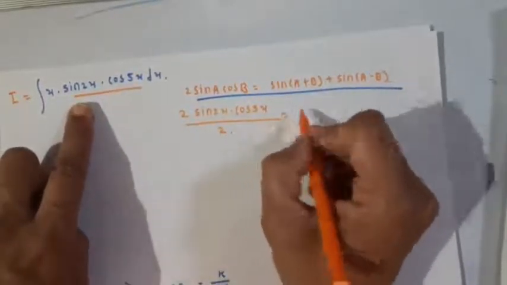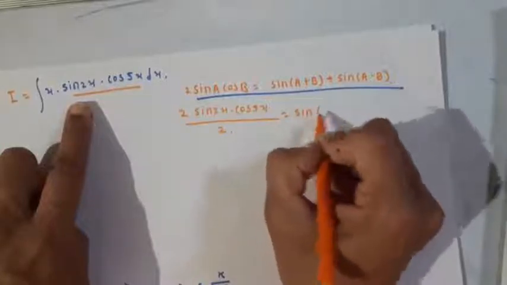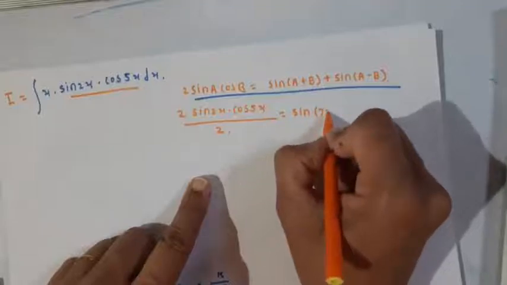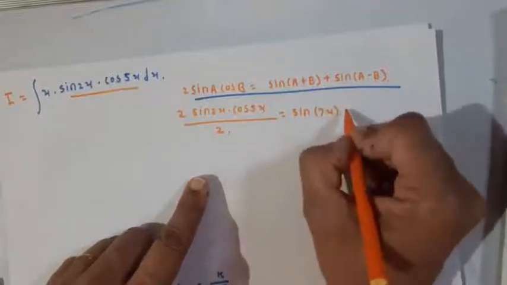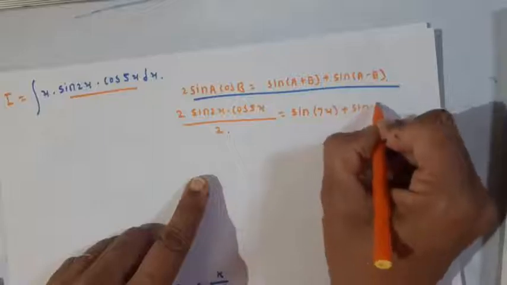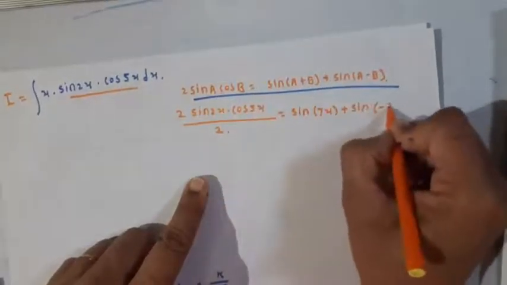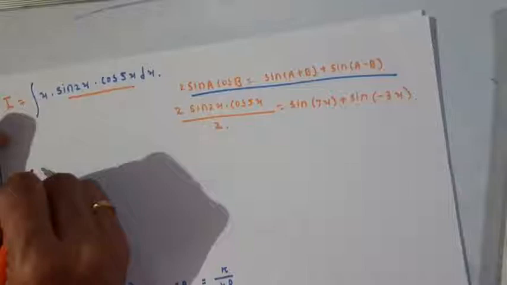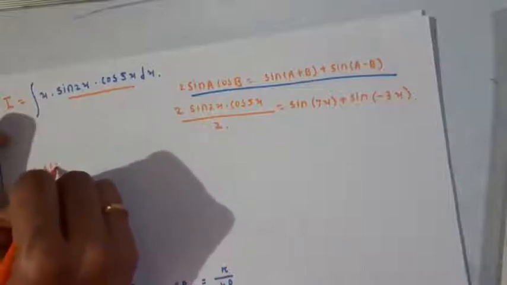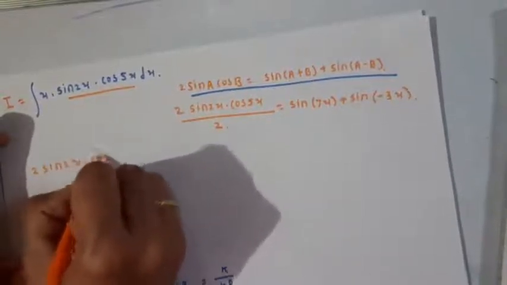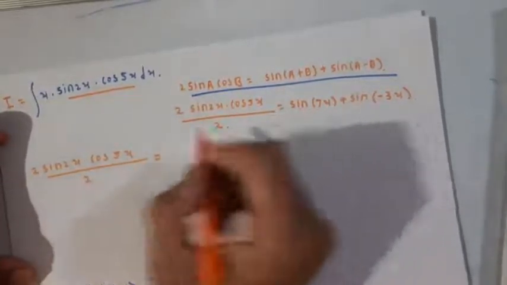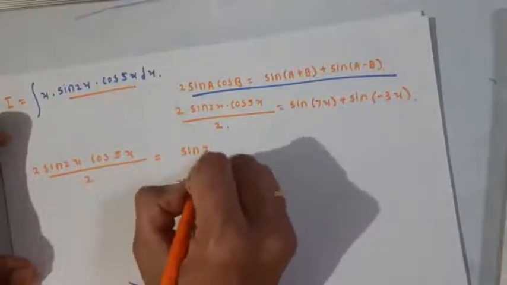You will get sine of a plus b, that means sine of 2x plus 5x, equal to 7x. Okay, 2 plus 5 is 7x, and plus sine of 2x minus 5x, that is minus 3x. And students, you know that this is 2 sine of 2x into cos of 5x upon 2. This is equal to sine of 7x.